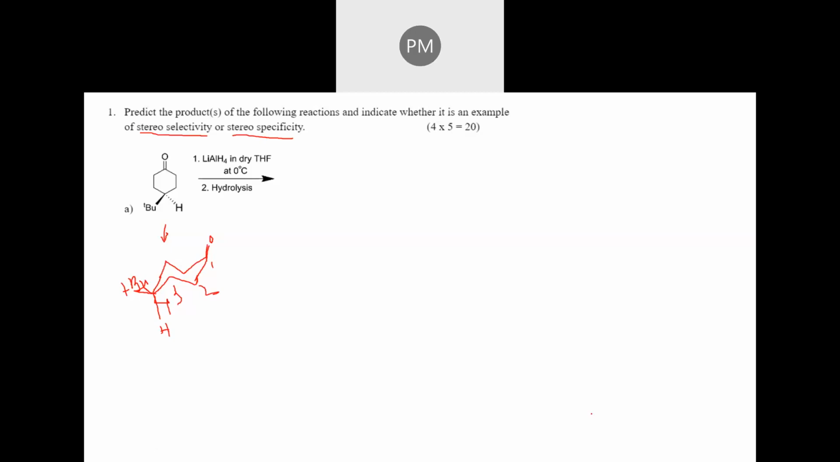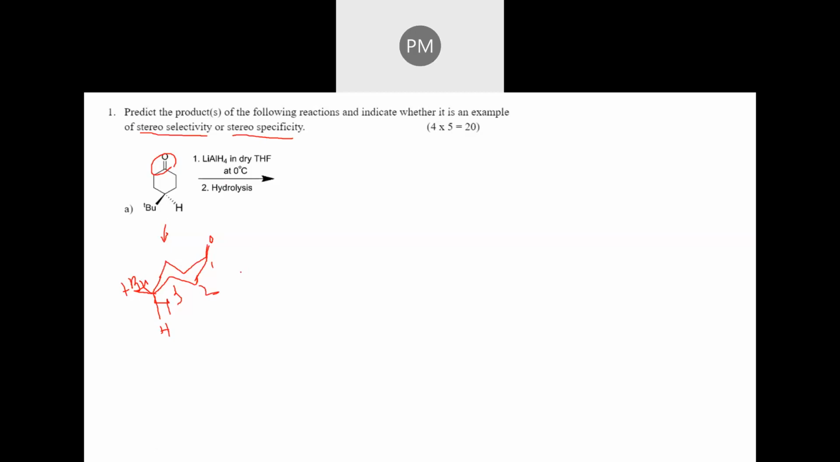Now we know that LiAlH4 is a reducing agent. It reduces the carbonyl center to a secondary alcohol. So this is a carbonyl center, and it will be reduced to a secondary alcohol. But in this reaction there will be two possibilities. The hydride can attack this carbonyl from behind the plane or from above the plane.